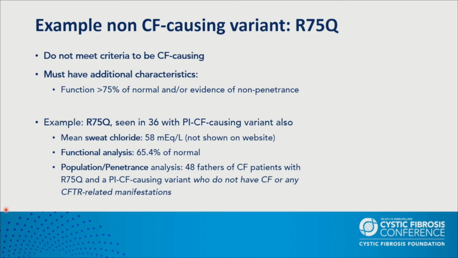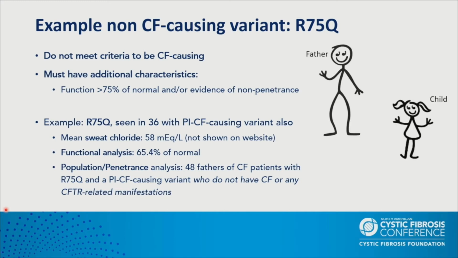And we did a penetrance analysis as part of the CFTR2 project, and we found that there are 48 fathers of people with CF who have R75Q and another CF-causing variant, but these people don't have CF or any CFTR-related manifestation. So how did we do that? We looked at families, essentially. So we've got a child with CF and her father in this example, and we know her genotype. We know she's got one copy of delta F508 and one copy of G542X. That's pretty straightforward. Then we genotype her dad, and he's got one copy of G542X, but he's also got R75Q.